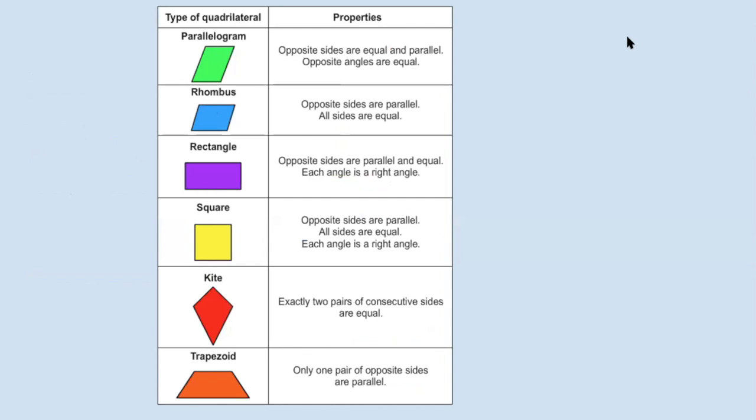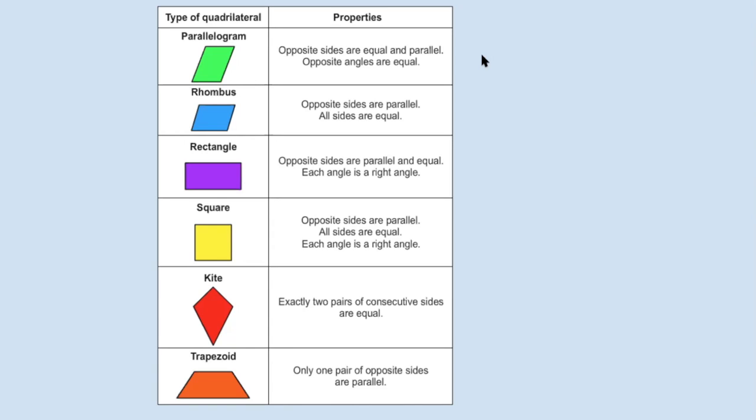So here I have a couple of shapes. What do we notice about all of these shapes? What do all of these shapes have in common? They all have 4 sides. So that is one similarity. Is there anything else that's similar in all of these shapes? They are all parallelograms.